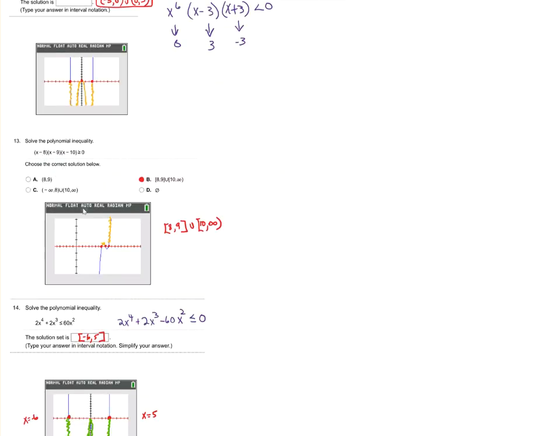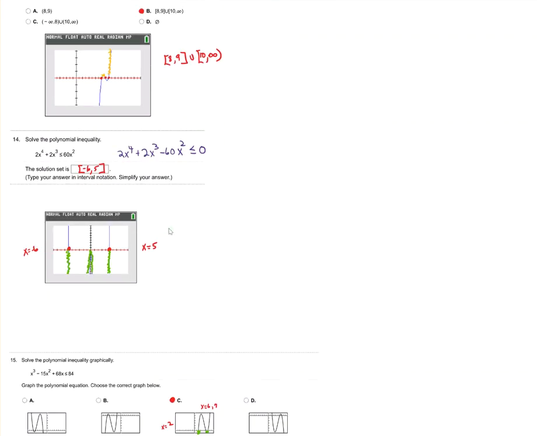Number 13, you put that one in, and you get your x-intercepts. You've got 8 and 9 and 10 right together. And where is it greater than or equal to? Well, from 8 to 9 with brackets, and then from 10 with a bracket to infinity.